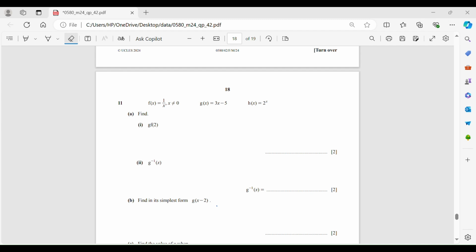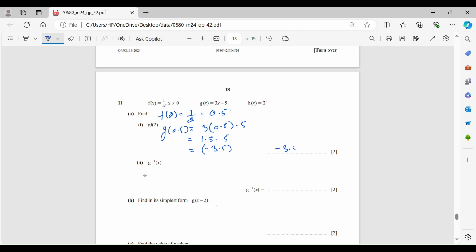Right. Now next, question number 11. It is a composite function question. For the first part, we first need to find f of 2. This will be equal to 1 by 2, which is 0.5. Now g of 0.5 will be equal to 3 times 0.5 minus 5. This will be 1.5 minus 5, which is minus 3.5. So our answer is minus 3.5.